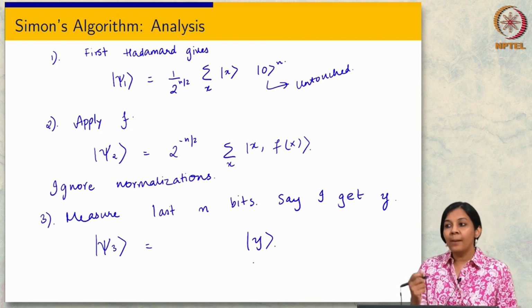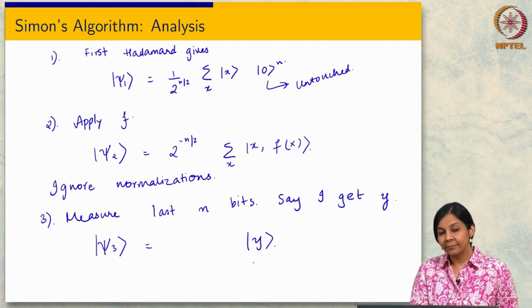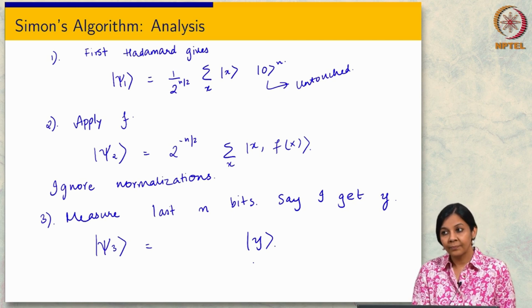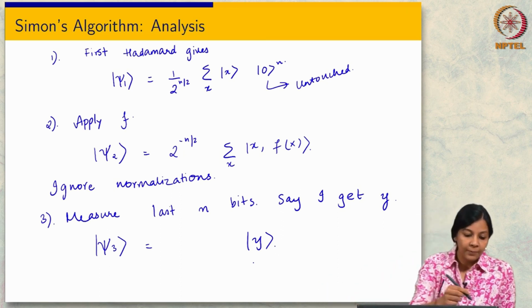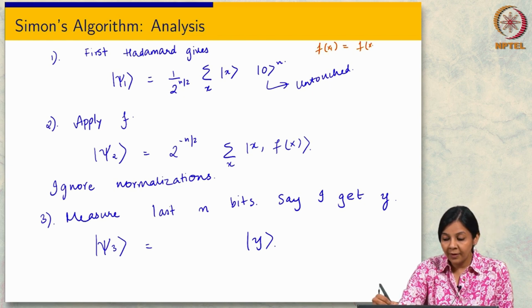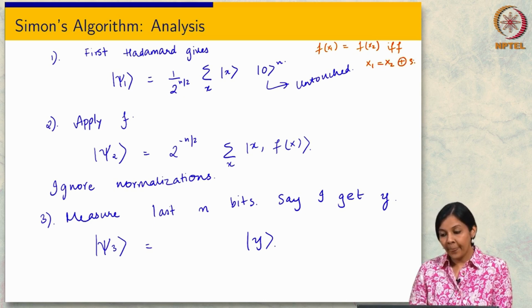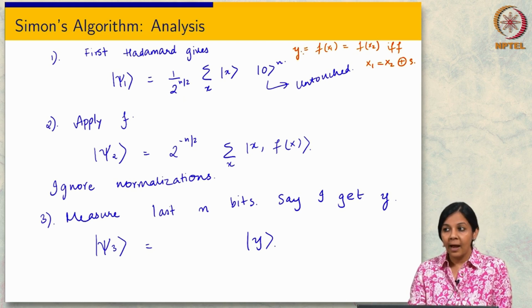Now can you tell me what happens to the first n qubits? Anyone who has not seen this algorithm before? Please use the structure of the problem. Remember that f(x1) is equal to f(x2) if and only if x1 is x2 XOR s. And the hint is that now this is some y. I measured, it does not matter what value I got, some value.